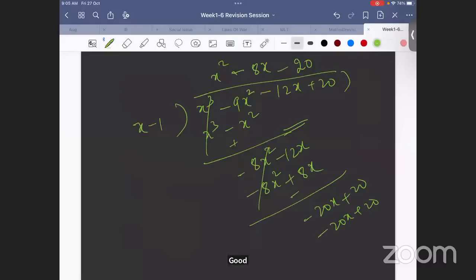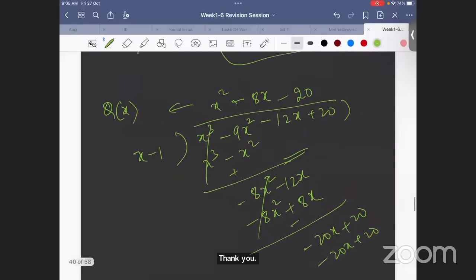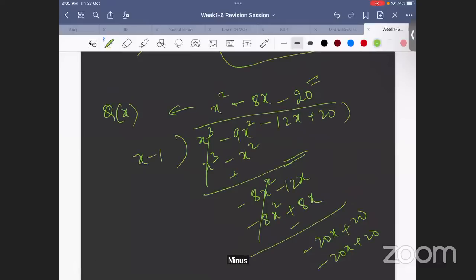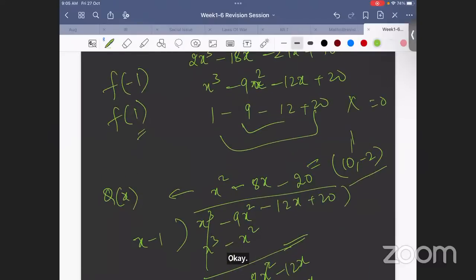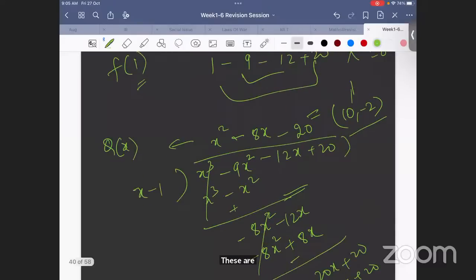So now you got that, right? This is the equation that you have got. This is a quadratic equation. Can you solve this quadratic equation? What are the roots you are getting for this equation? x equals 10, x equals minus 2. So now you have one root is 1. The other two roots are 10 and minus 2. This is what I was saying. Is this clear to you? Yes, sir.